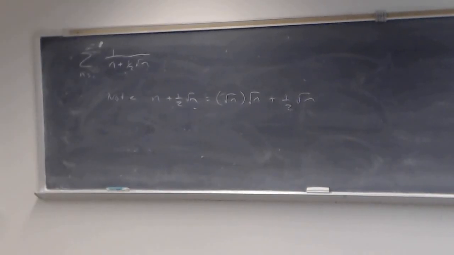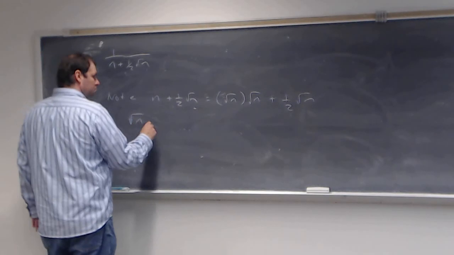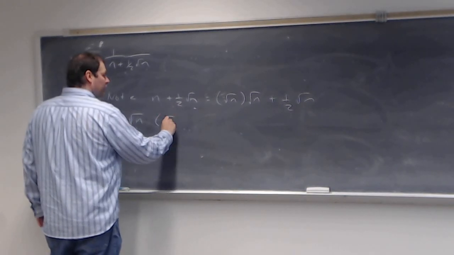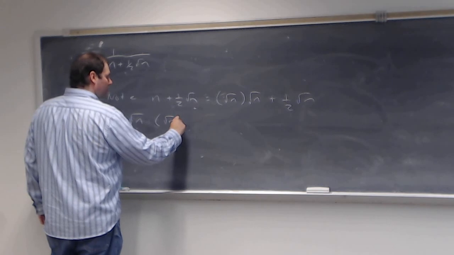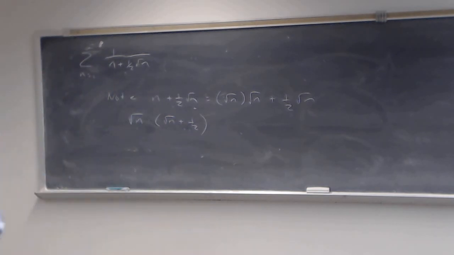So this is just what I'm looking at right now. And I can factor out a square root of n. And then this is going to be the square root of n plus 1/2. Okay? Yeah, that's what I got. Okay, so I know that those two are the same. All right.